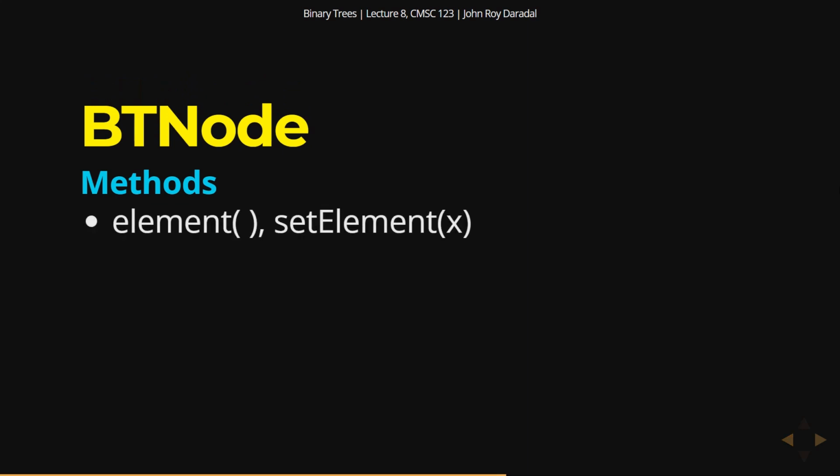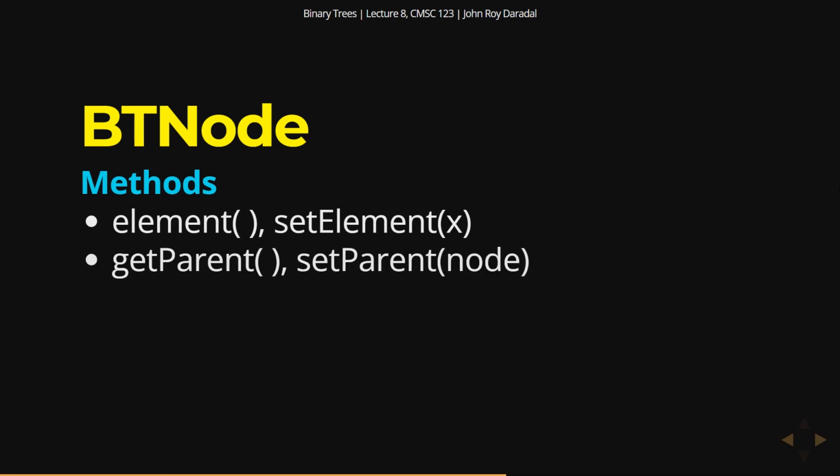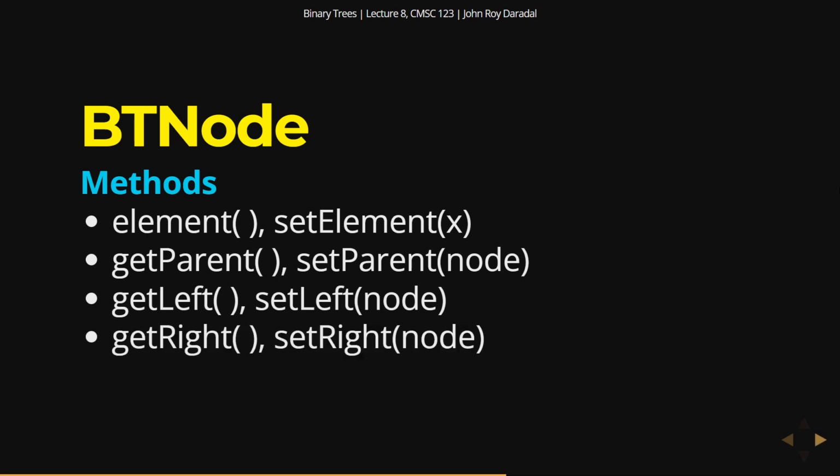So you have the element, so you get the element, set element x, and then get the parent, set parent, get left, set left, get right, set right. So it's basically just getters and setters for the four private properties, which are the element, parent, left, and right nodes. Okay, so yeah, I don't need to expand on this further.